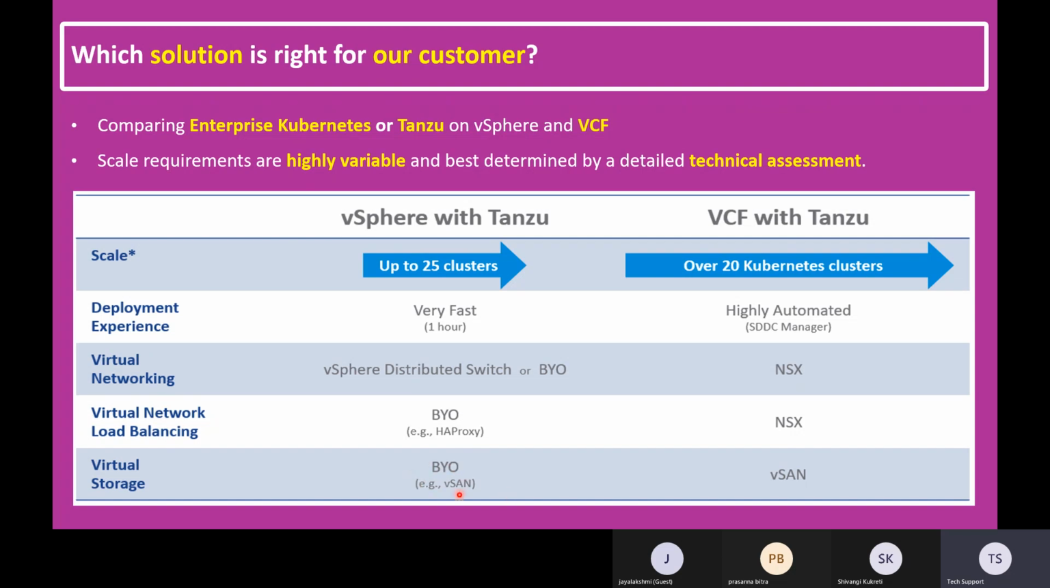One example we gave from VMware storage is software-defined storage, which is vSAN, virtual SAN. And VCF also recommends using virtual SAN. Okay, this is a high-level comparison between using vSphere with Tanzu and using VMware Cloud Foundation with Tanzu. Okay, some more additional points I've highlighted in the following slide.